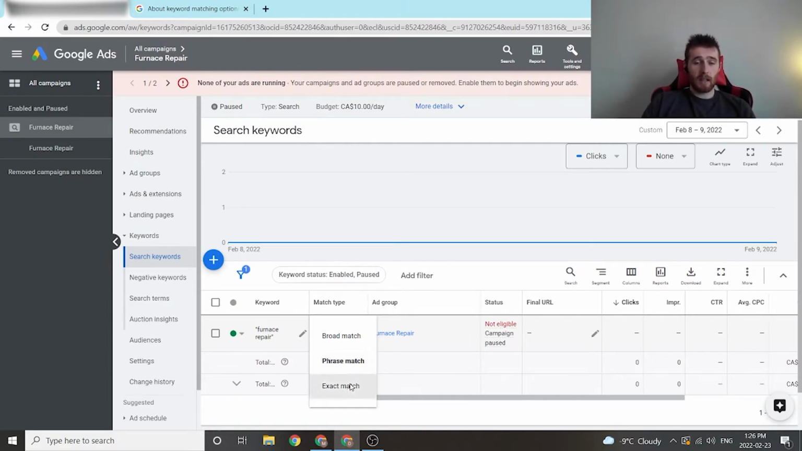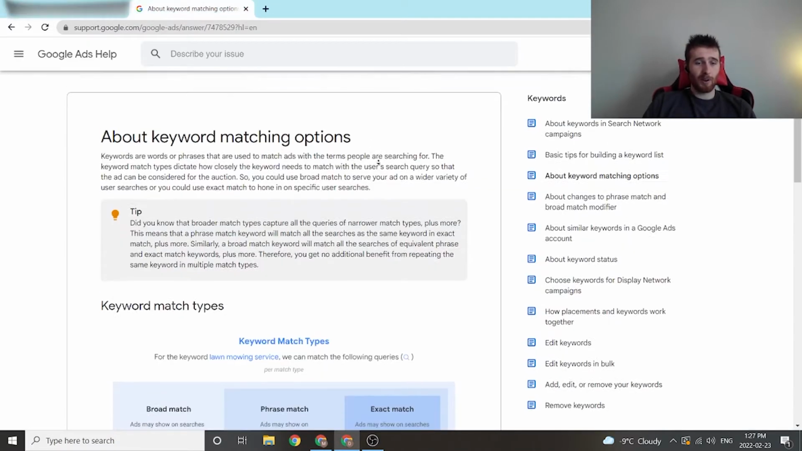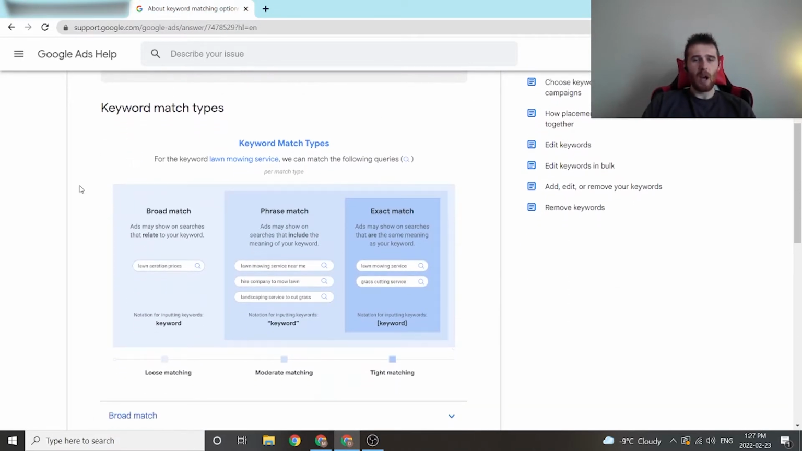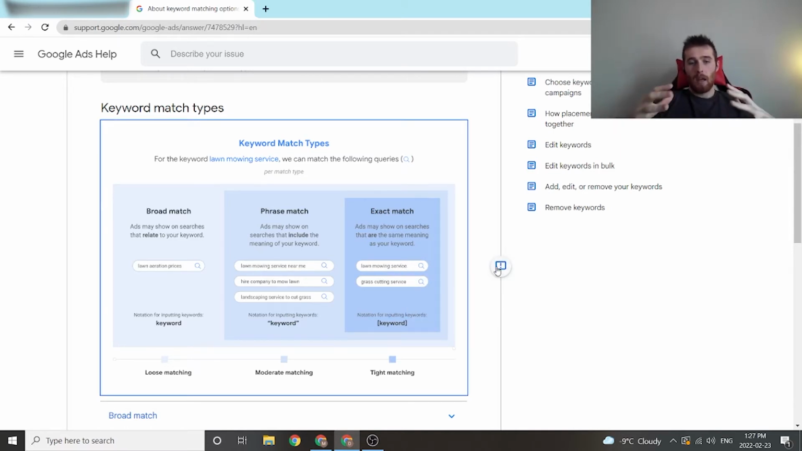So what are the key differences? Well, I thought Google probably has the best way of saying it since they created the service. Exact match used to mean exact match. So if you had a certain search term, let's say for this example they use lawn mowing services, it literally meant lawn mowing services. If you added an S, that would not show. That's how specific it was.